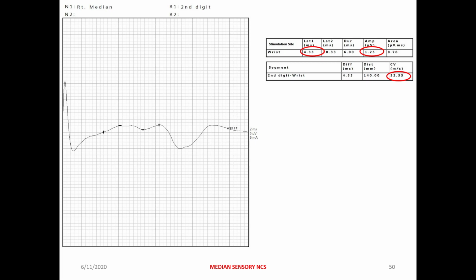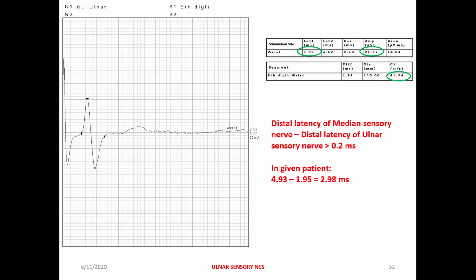Now, we remembered 4.33. Now we are taking the ulnar nerve also, and it is 1.95. So we have to identify the difference: 4.93 in this patient minus 1.9, so it is near about 2.98 millisecond. Ideally, it should be less than 0.2 millisecond. More than 0.2 is suggestive of carpal tunnel syndrome. Clear? So in short, there are actually 8 criteria, but basically from these 3 criteria, you can say that if the distal latency of median motor is more than 4.4 millisecond, it is CTS.